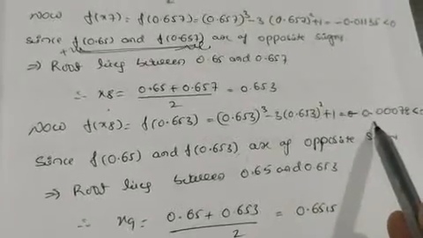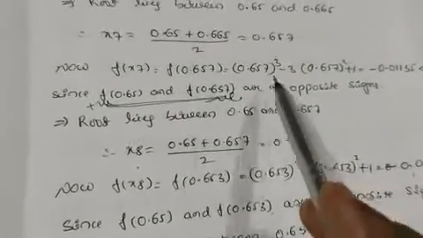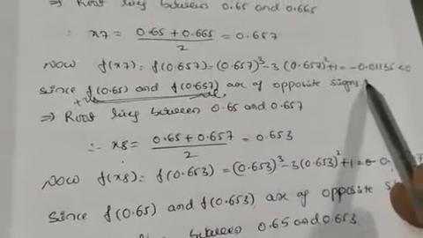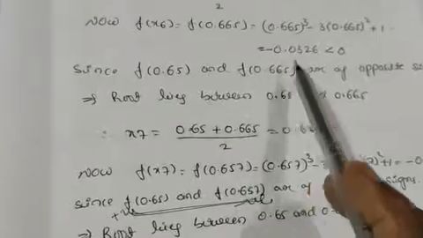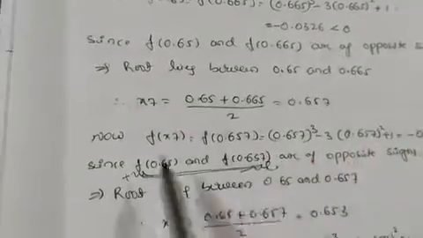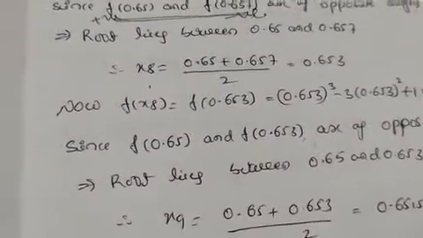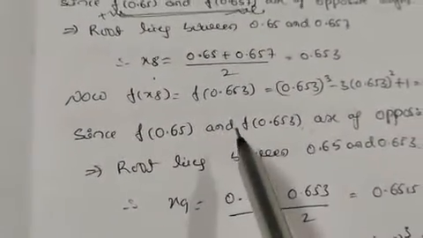So f of x8 is negative, and f of x7 is also negative. We cannot take these two values, and f of x6 is also negative. We cannot take this value also. But f of x5, we have seen here, is positive. Therefore the root lies between x8 and x5.